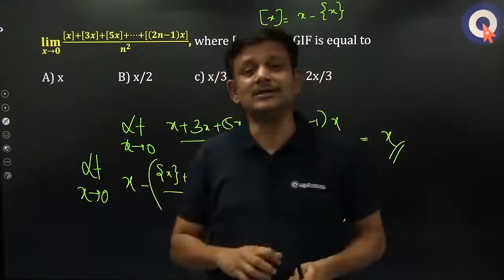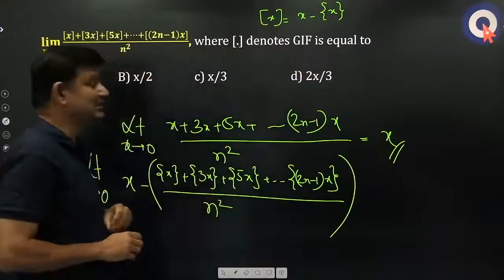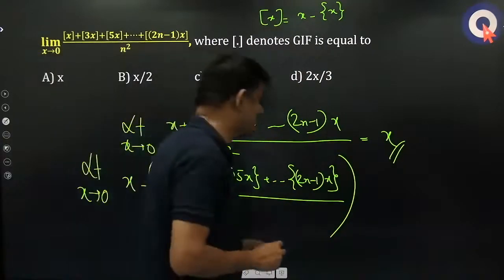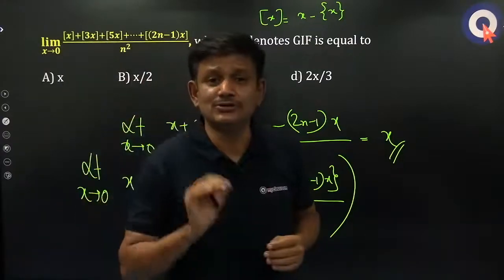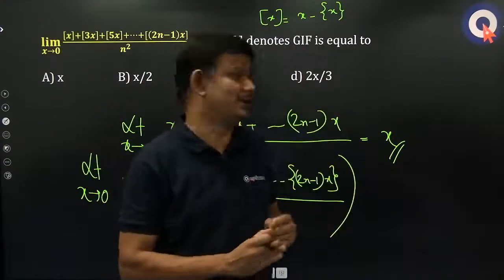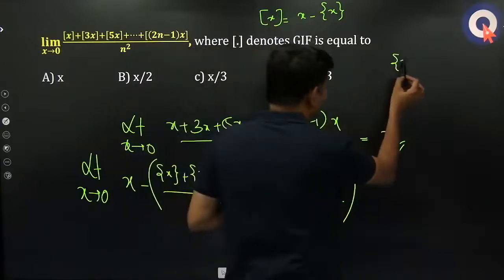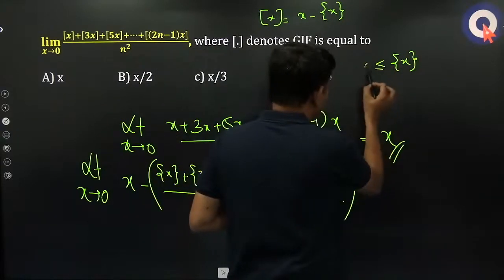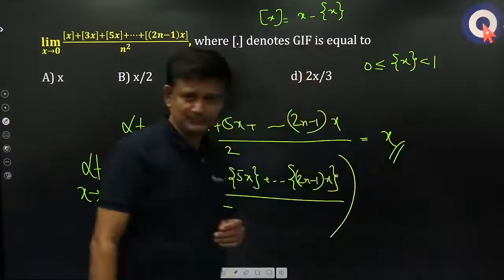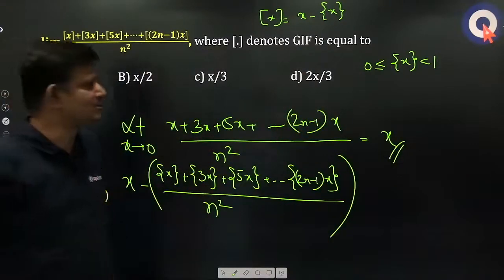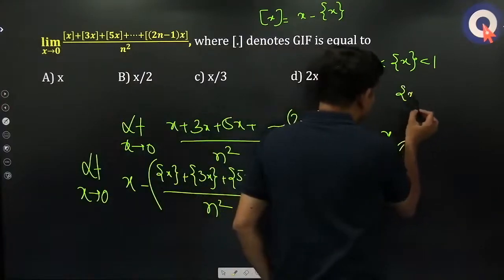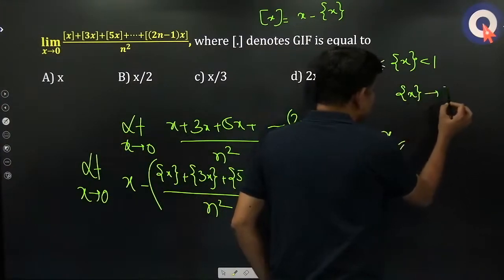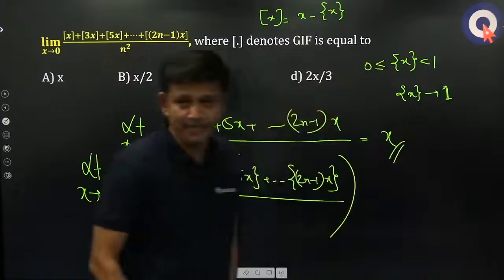There are three important things about the fractional part of x. One, its range. Fractional part of any number, you should see as a number between 0 and 1. It will always lie between 0 and 1. It can never be 1, it can be 0 whenever x is an integer. And second thing is, it is a periodic function, periodic with period 1.